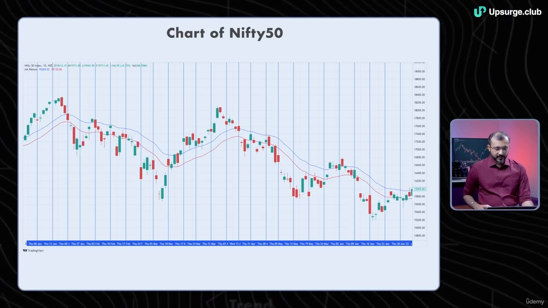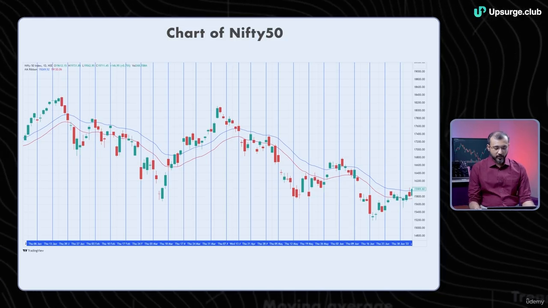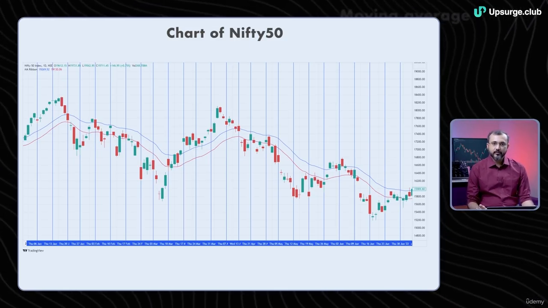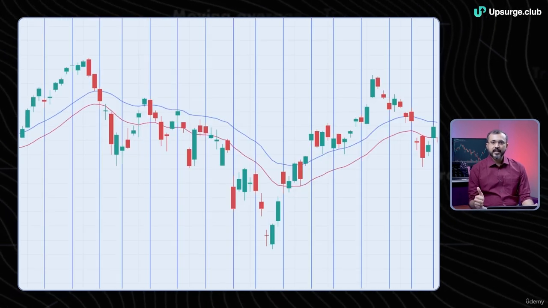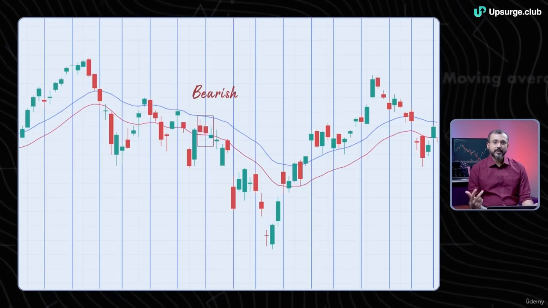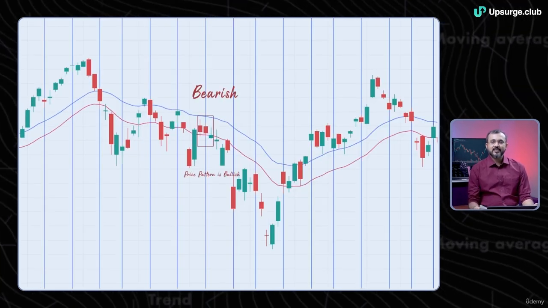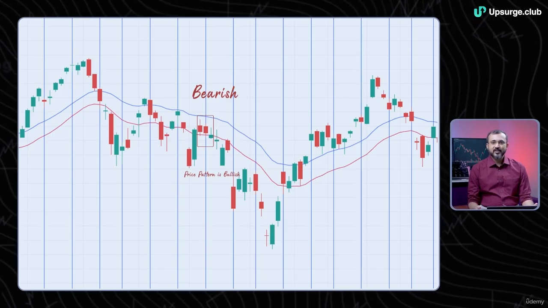The next trade is a market structure low. In the same week, we have got a market structure low pattern. So the trend is bearish, but the price pattern is bullish. Now this is the time, it's a non-directional market. So how do we do it?